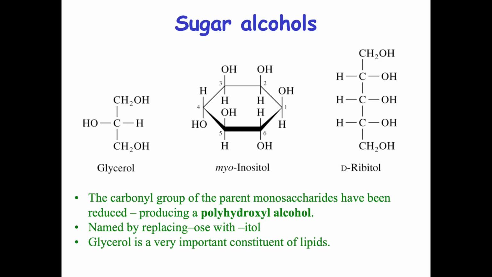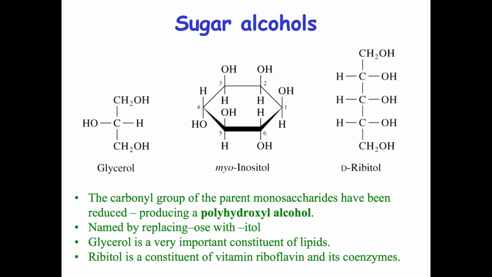Glycerol is a very important constituent of lipids, and we'll see that it forms the backbone of a lot of fatty acids, and we'll talk about that when we get to lipids. Myoinositol is a glucose derivative, and it forms the structural basis for many secondary messengers or signaling molecules, and again we'll talk about those later in the semester. And then ribitol, this ribose derivative, is a constituent of vitamin riboflavin and its coenzymes.